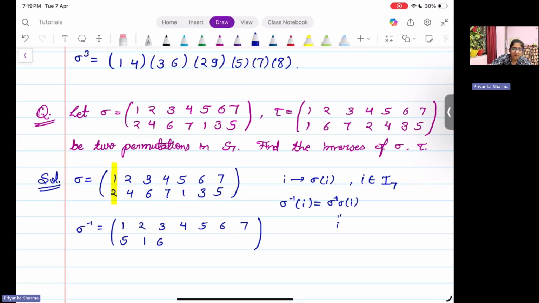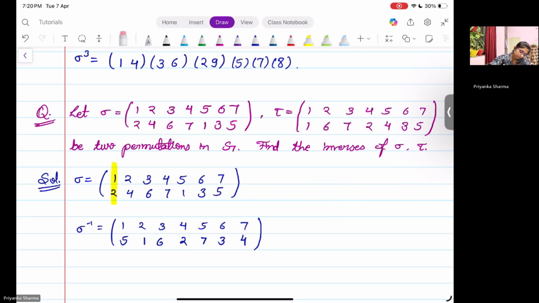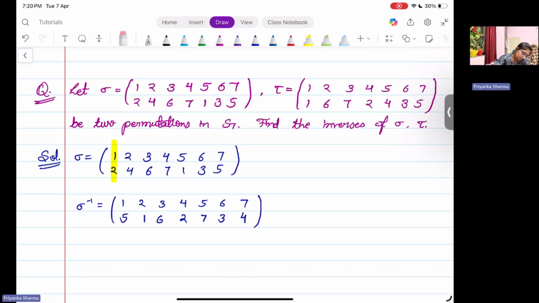Image of 4 will be 2. Image of 5 will be 7. Image of 6 will be 3. And image of 7, no? So image of 7 will be 4. Okay, so this is the way to compute sigma inverse.